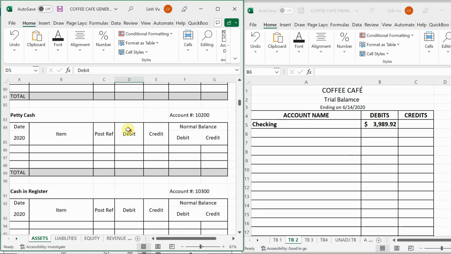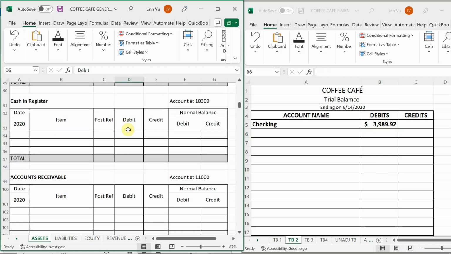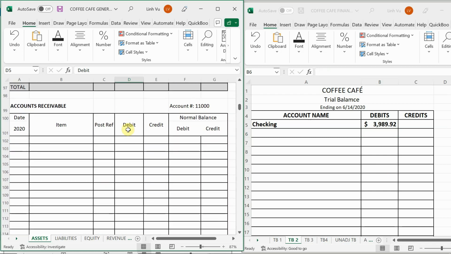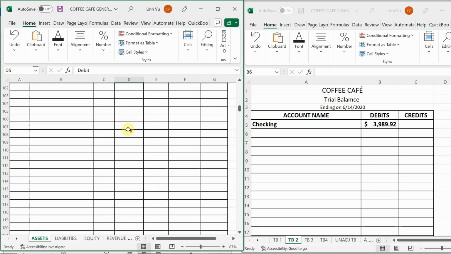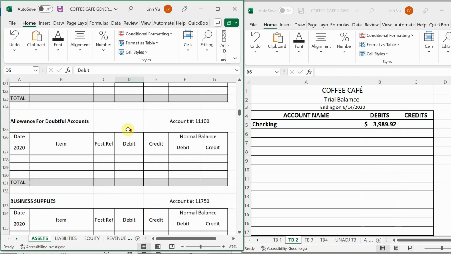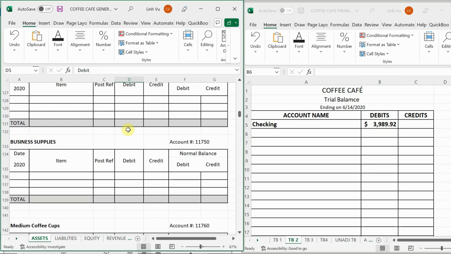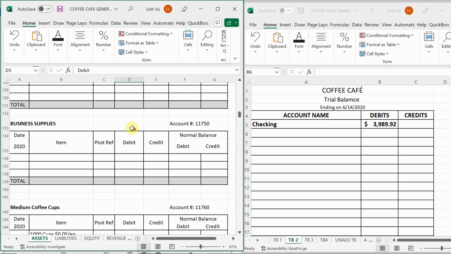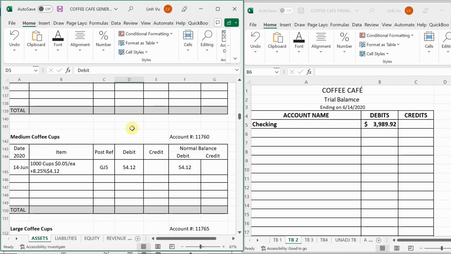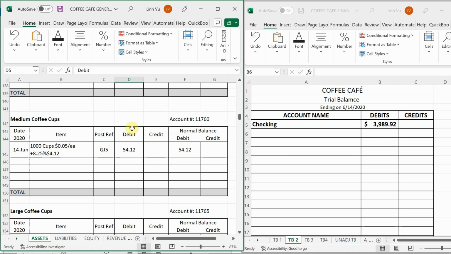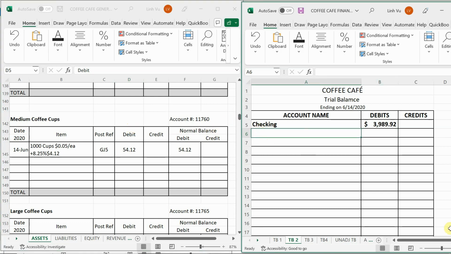We haven't opened up our petty cash drawer yet, nor have we put our money in the cash register. Next one is accounts receivable. Nothing there yet. We haven't opened our store yet. We will be opening on the 17th of June, so that will be pretty soon. Next, business supplies. We don't have any account balances there, but we did make some purchases of business supplies. We bought some medium coffee cups.